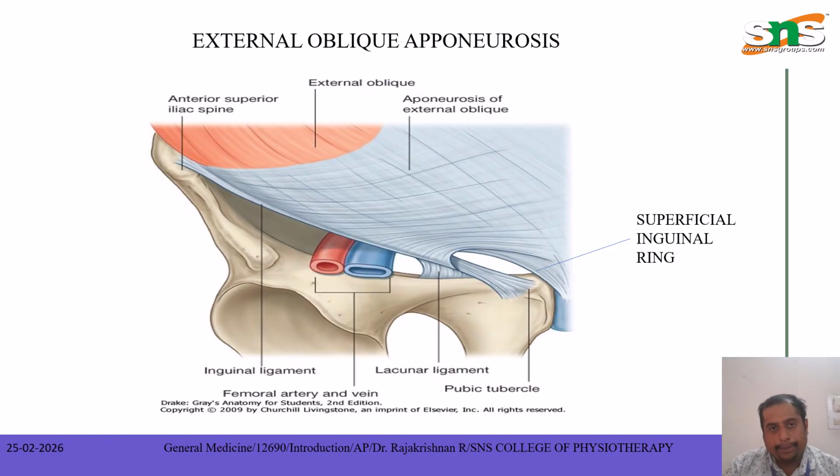Then the external oblique aponeurosis. This is the structure of the external oblique aponeurosis. Below this, the femoral artery and vein pass through. It is attached to the surrounding structures, and it forms the superficial inguinal ring.